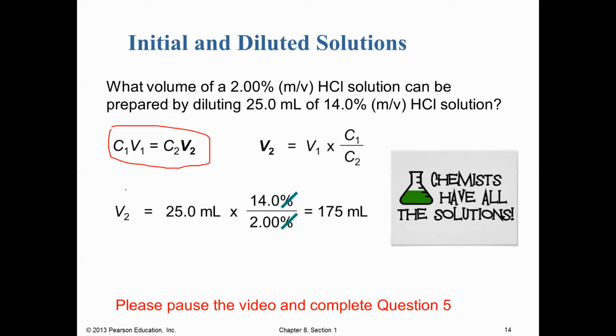So our question asks, what volume of 2% HCl solution can be prepared by diluting 25 milliliters of a 14% HCl solution? So we're asked what our new volume is essentially, so we're going to have to solve for V2 and we're going to rearrange our equation.